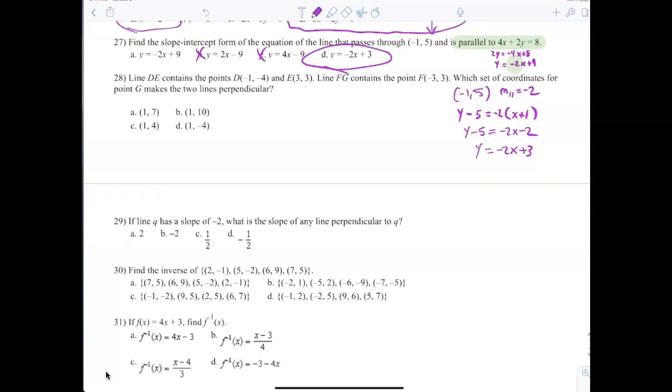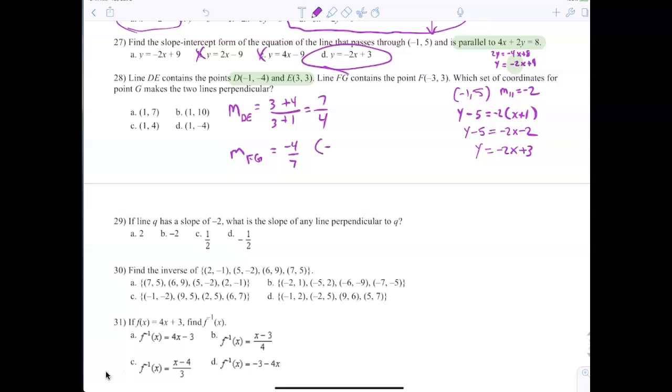All right, 28. The line DE contains the point negative 1, negative 4, and 3, 3. So if we want them to be perpendicular, we want the slopes to be negative reciprocals. So again, this one is kind of tricky, so I want you to be real careful and listen to me. DE, I need to find the slope of DE. So the slope of DE is going to be 3 plus 4 over 3 plus 1, which is 7 over 4. Now, in order for them to be perpendicular, the slope of FG must be negative 4/7. All right? The slope of FG must be negative 4/7.